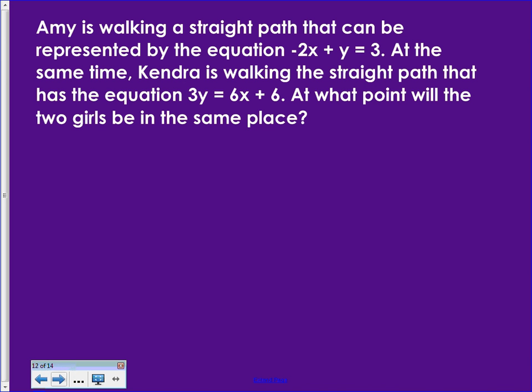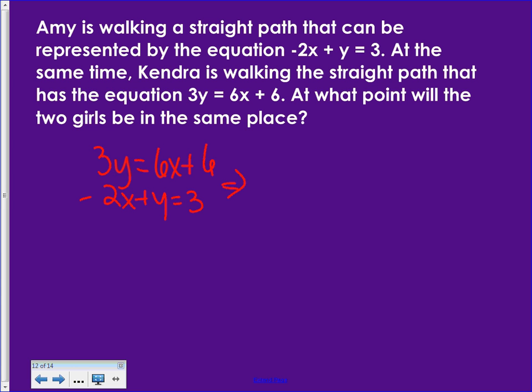Next one. Again, let's set this up and have you solve it. So here are the two equations. Okay, go ahead and pause it if you need to read it. So we want to figure out when they're going to be in the same place. So we have 3y is equal to 6x plus 6. Oh, you can't see that. 3y is equal to 6x plus 6. And then you have negative 2x plus y is equal to 3.